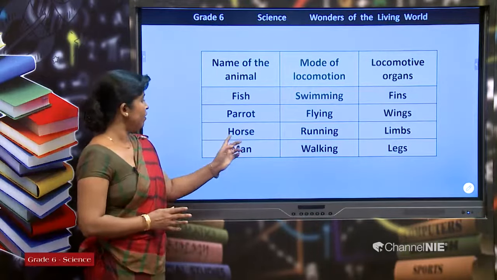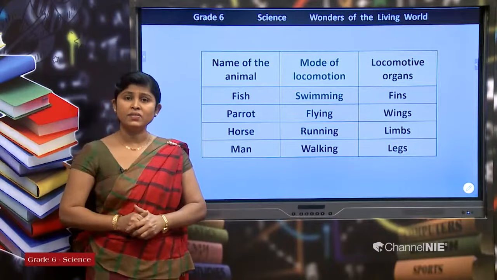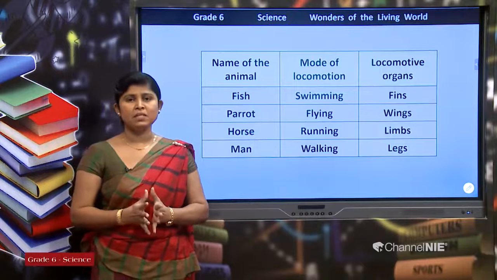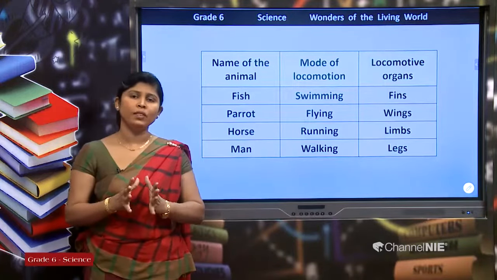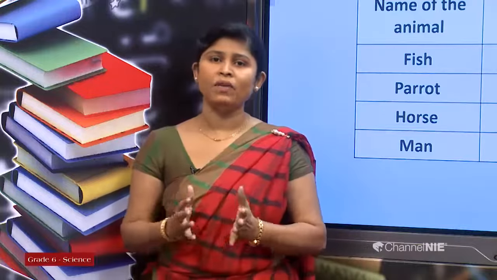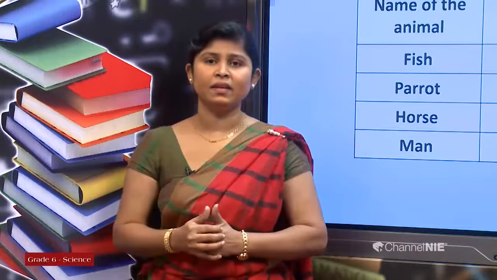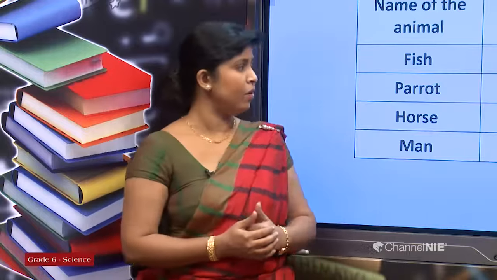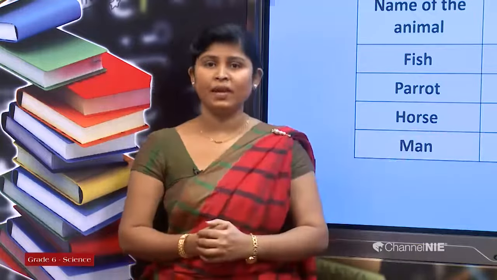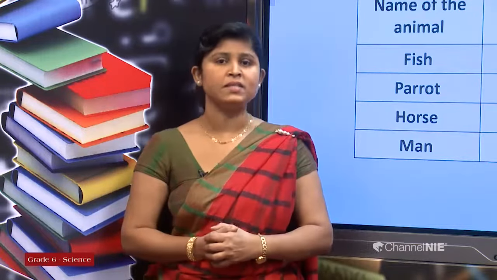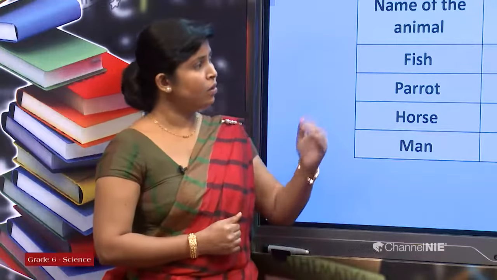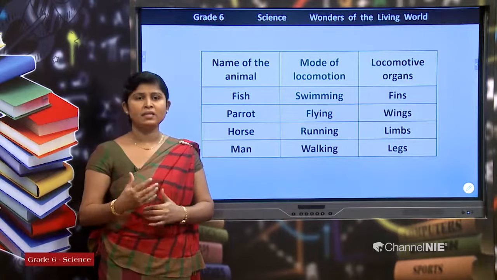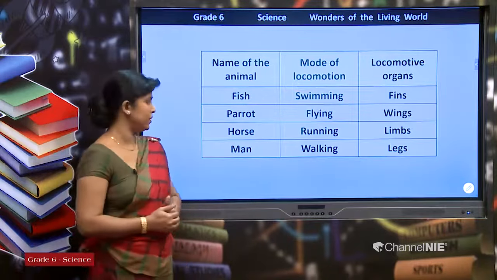Then when we think about the horse, it is a terrestrial animal. What do you mean by terrestrial animals? Terrestrial animals means the animals that are living on the land. They are well adapted to live on the land. They have legs and they can run fast. So, their mode of locomotion is running. Then the locomotive organs are limbs. The horse has limbs for locomotion.